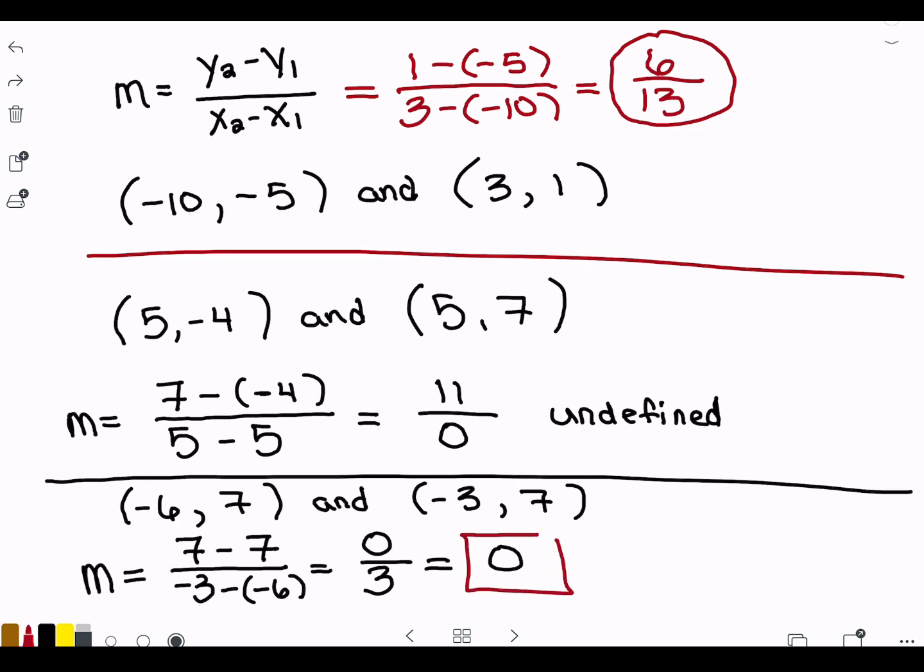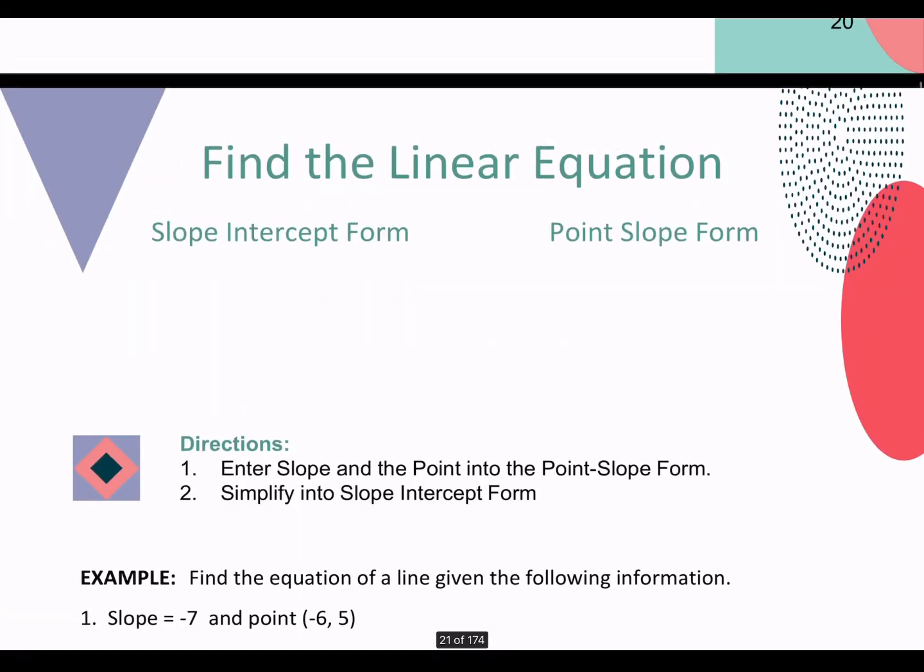You can plug that into the calculator and it will give you an answer, which is 0 versus undefined. So notice the difference between these two. You can't have 0 on the bottom, but you can have 0 at the top. So one of them has a slope of 0, one of them has a slope of undefined.